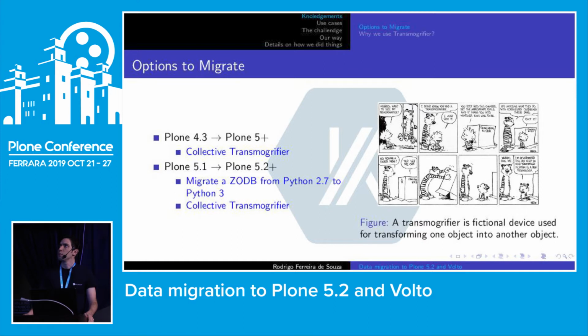This is how the name Transmogrifier comes. It's about Calvin and Hobbes fame. He made a joke with a cardboard box and called it Transmogrifier. When something goes inside, it gets out in a different way.